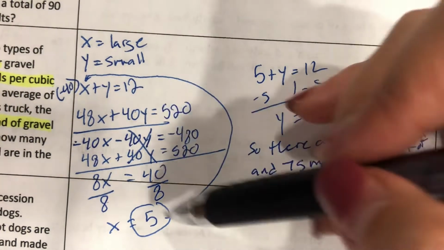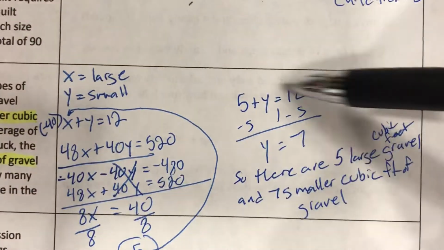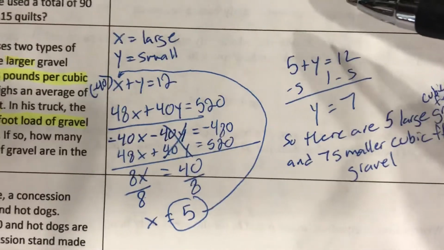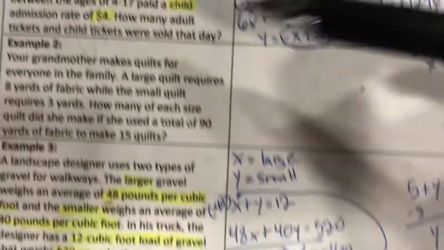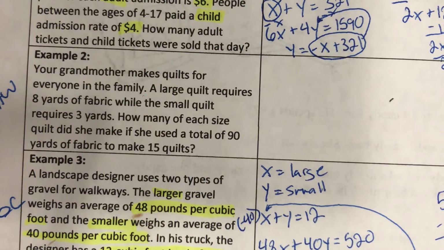So that's how you guys can do it through elimination. So you guys can choose, do you want to do elimination? Do you want to do it substitution? Whichever way you guys want to do it. And you guys will be in charge of homework for 2 and homework for 4.